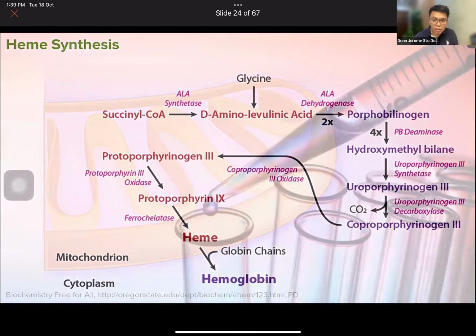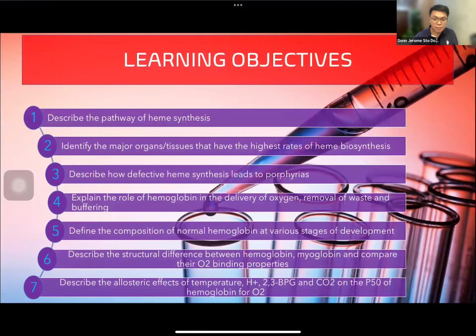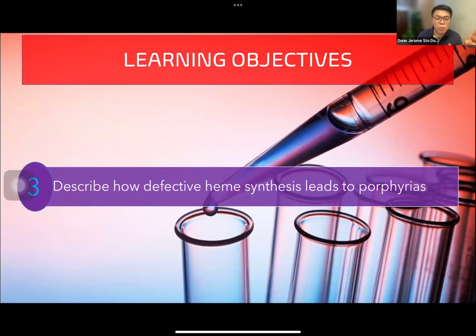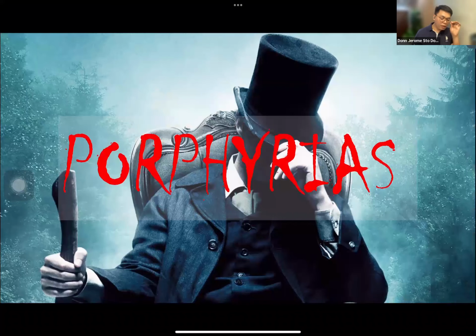Okay. So let's now proceed with the next objectives. Guys, pag nag-aaral kayo in biochemistry, when you're discussing the different metabolic pathways, it's also paramount to know the different diseases related to it. Hindi lang naman tayo forever medical students. We'll be doctors. So for sure, we need to know what the diseases related to these metabolic pathways are. So yun yung sasagutin natin in our next learning objective: describe how defective heme synthesis leads to porphyria. Okay, so porphyrias.